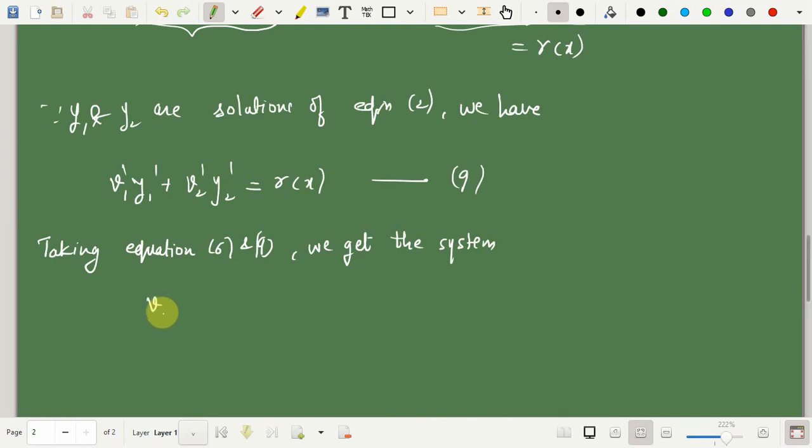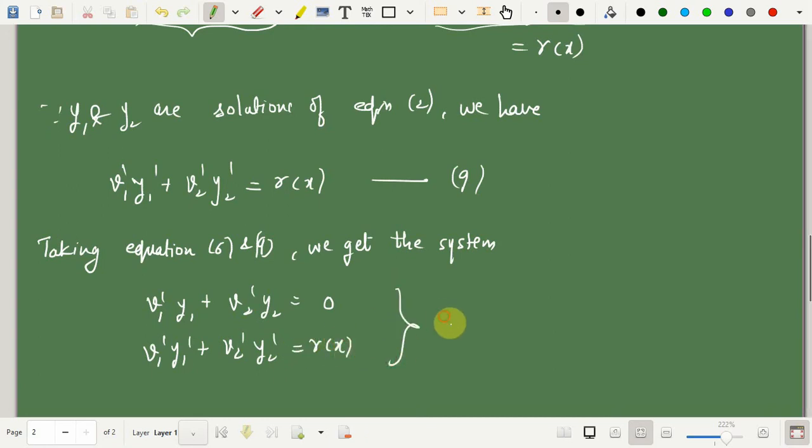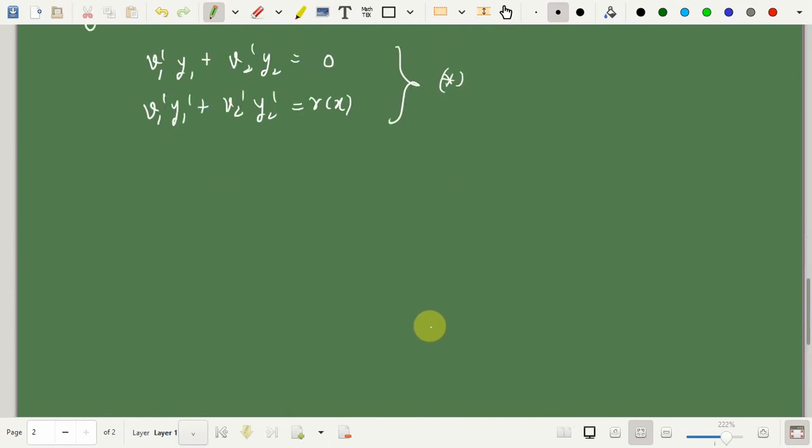The first equation, equation 6, was v1 prime y1 plus v2 prime y2 is equal to 0, a homogeneous equation, and here we have a non-homogeneous equation, v1 prime y1 prime plus v2 prime y2 prime is equal to r of x. I'll call this system star. So we need to know whether this system is solvable, and it is very easy to determine.